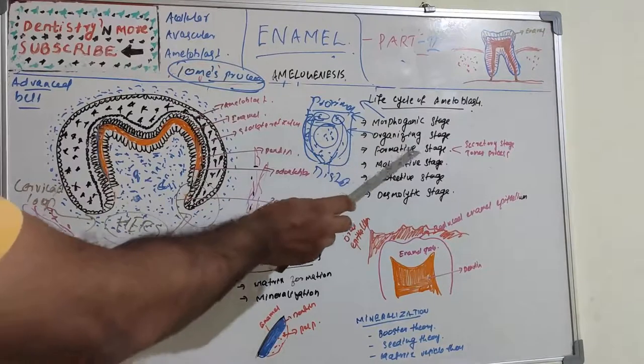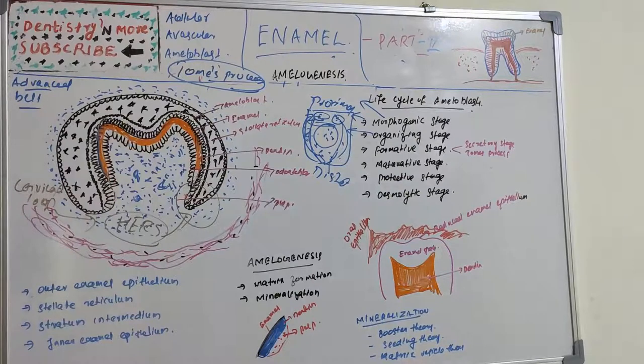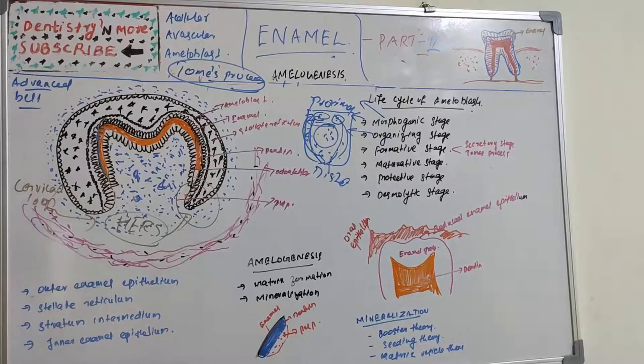So this happens in the formative stage. In the beginning of the secretory stage, where the first layer of dentin is formed, Thoms process does not happen. As it grows, the Thoms process enters pre-dentin. Okay, that is the formative stage.